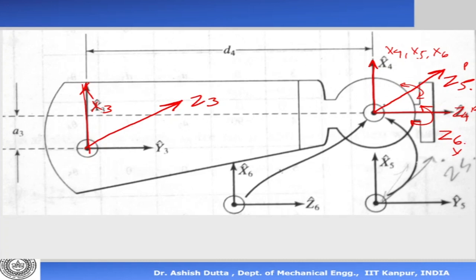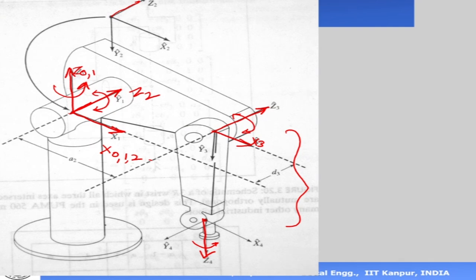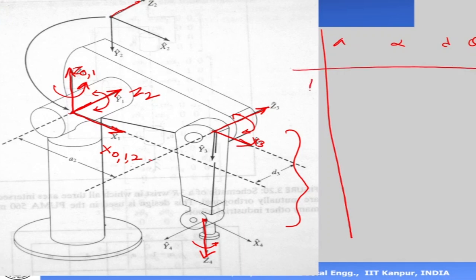Now what we need to do is make our DH parameter table. We need to see what the distances between them are before we make it. So let's make our DH parameter table now. This is a, alpha, d and theta, and it's 1, 2, 3, 4, 5, and 6. Now let's look at Z0 and Z1: they are the same axis, origins are same, so there's no problem. So it is 0, 0, 0, theta 1.